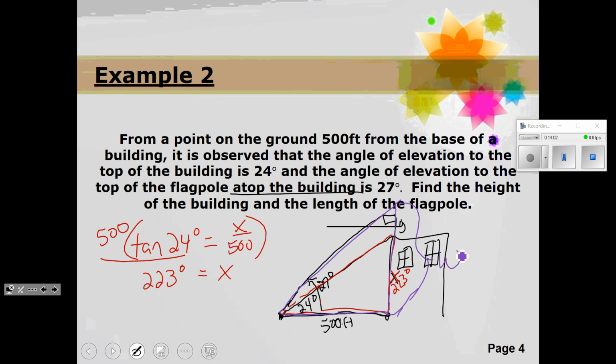So do I know this whole angle right here? It's 27. So what's the relationship of W to 27? Opposite, and I can still use the 500, right? So I'm going to say the tangent of 27 degrees is equal to W over 500. So how would I solve for W? Okay, multiply by 500. So what do you get when you multiply the tangent of 27 times 500?